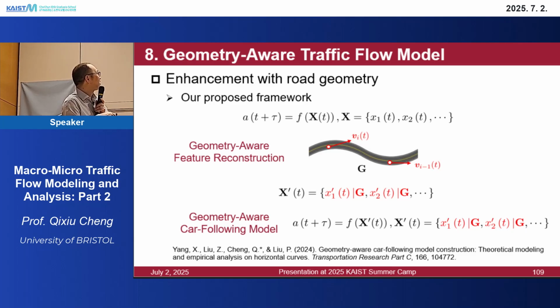Okay, this is the traditional model, where the isolation is related to x1, x2, which are different variables. But in our model, we use geometry. We input geometry into the features, and we will train the model using the parameters with these geometry properties. This paper was also published in TRC.